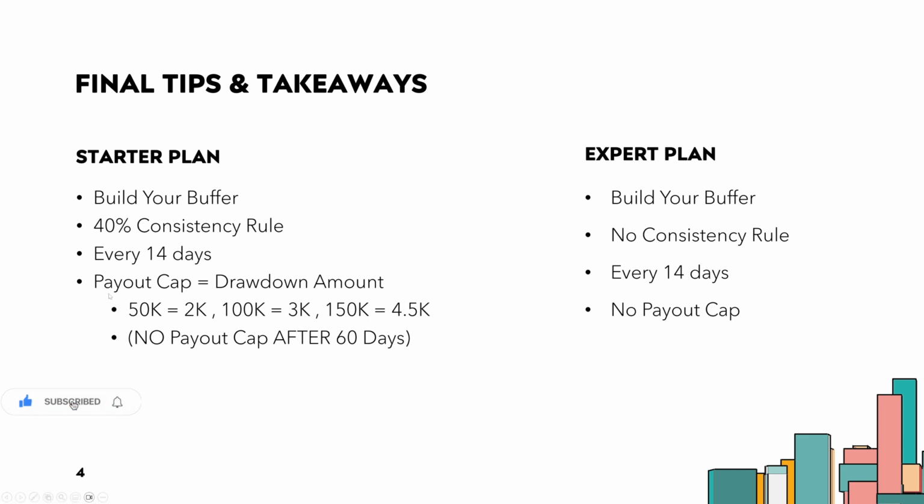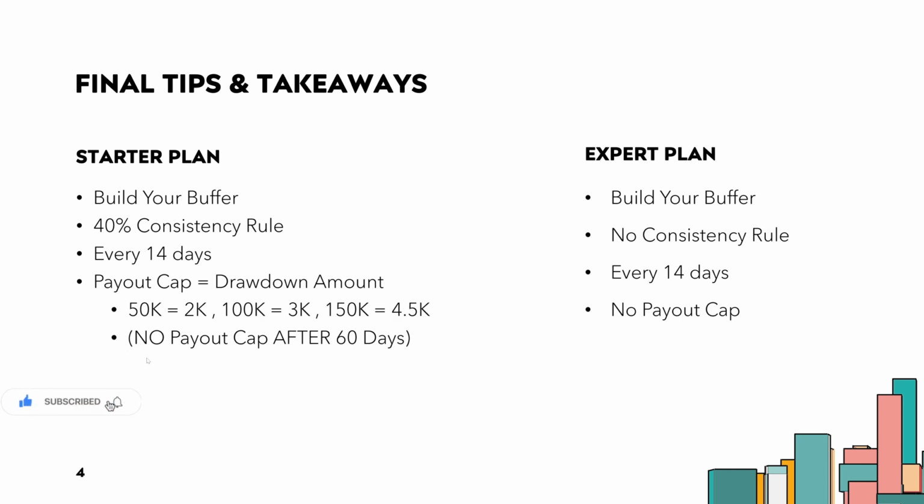A payout cap is basically equal to the drawdown amount of the account size. So for example, for a 50K account, you are capped to a maximum profit withdrawal of $2,000, which is equal to the drawdown amount. For 100K it is $3,000, and $4,500 for the 150K.